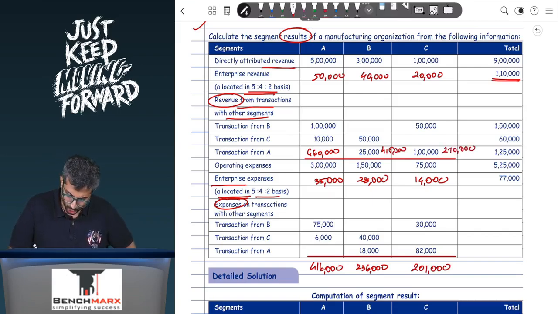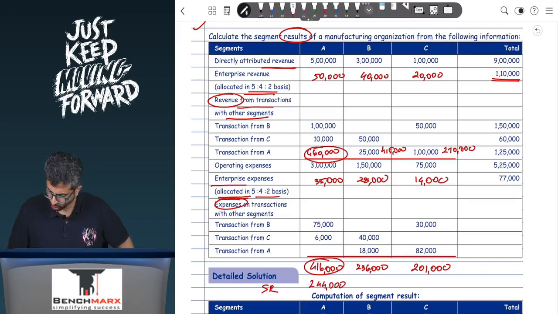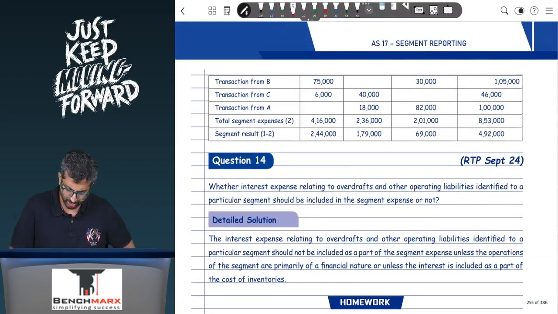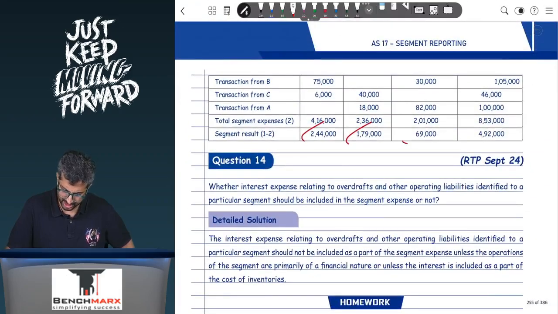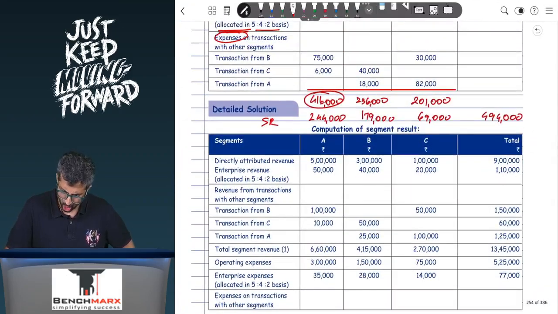And hence, if I want to find the total segment result, it is very easy. 660 minus 416 comes to 2,44,000. Second one, 415 minus 236, 179. And last, 270 minus 201, this is 69. If I total all of this, I think 4,94,000 or something will be my total segment revenue. So all of this, 244, 179 and 69, this is 4,92,000 or 94.